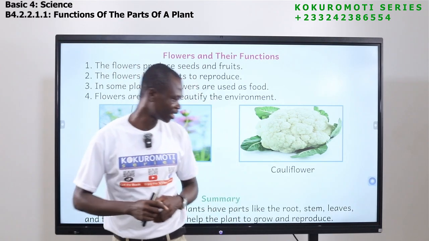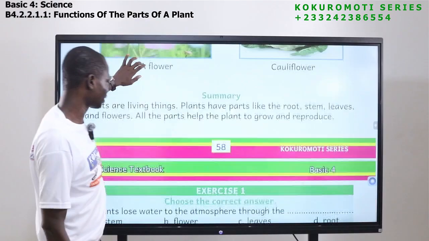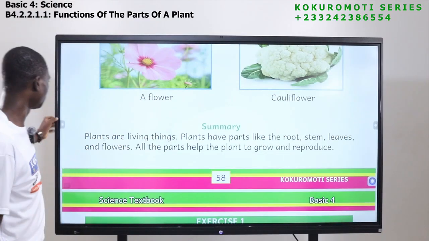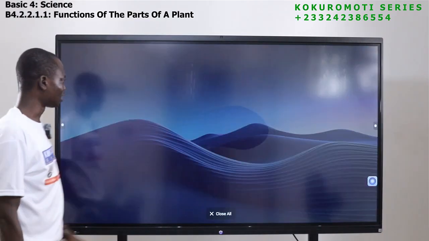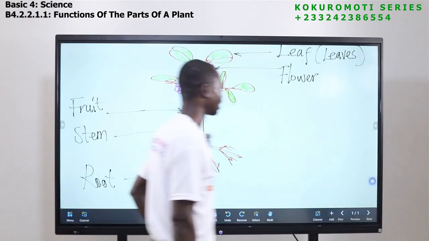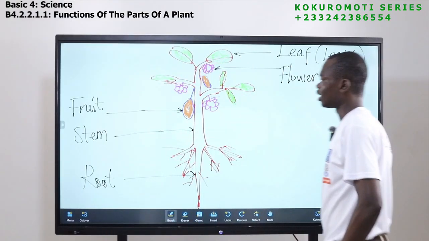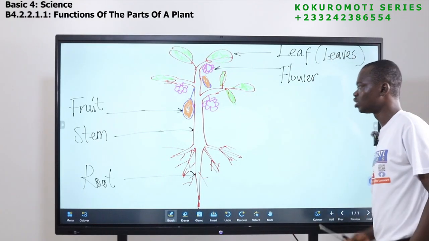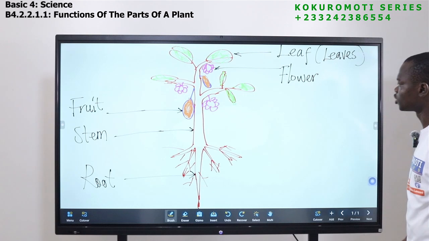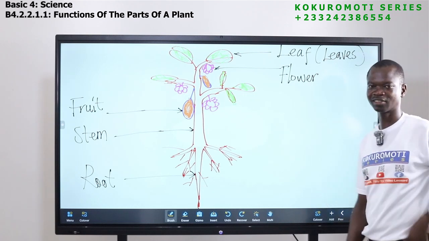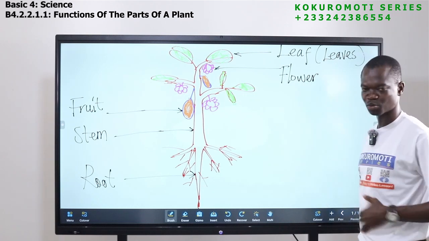So this is what we have learned about parts of plants. So in summary, we have learned about plants and we have seen that a plant has different parts and all the parts have roles, the functions that they perform. So now, this is a plant. Let me ask you questions.